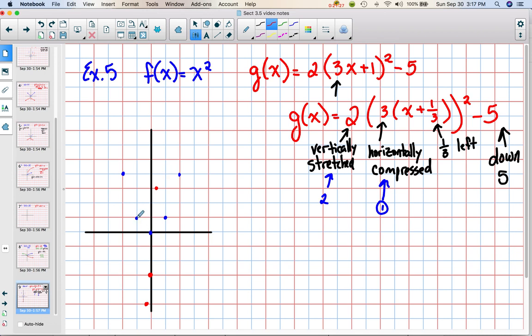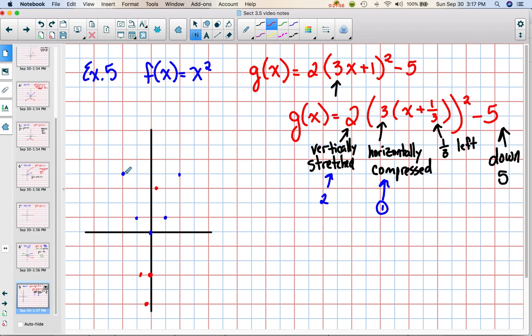Okay, back over to here. My x value is -1. I need to divide that by 3. I get -1/3, so it would be about right here. I am vertically stretched by 2. I'm at a height of 1. I need to double that and be at a height of 2. Now I'm going to go 1/3 to the left, which puts me at -2/3, and down 5. 1, 2, 3, 4, 5.